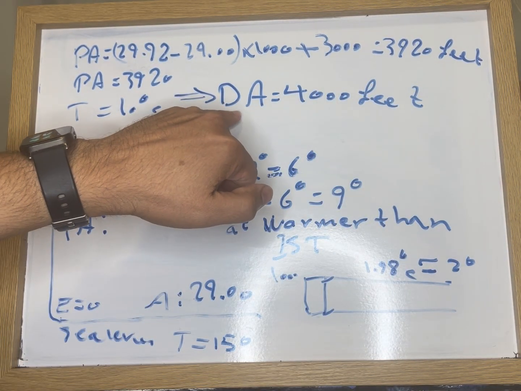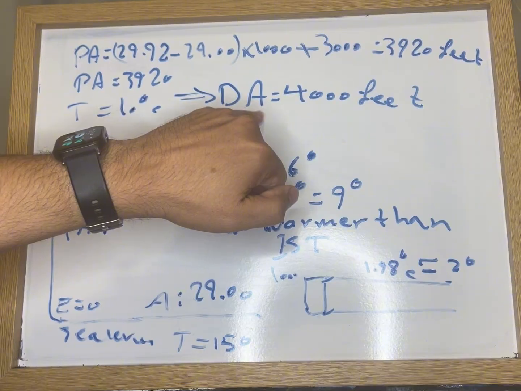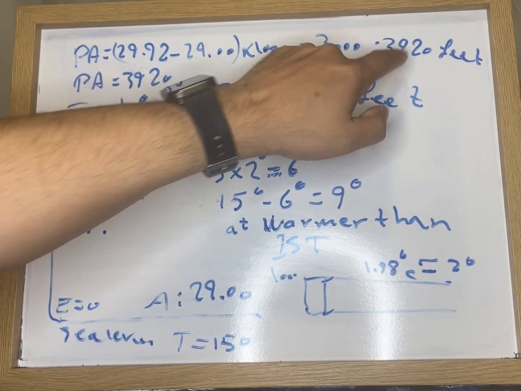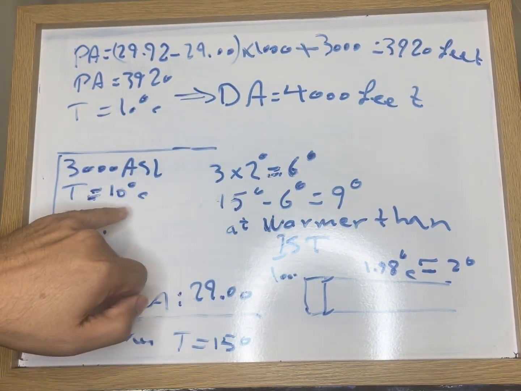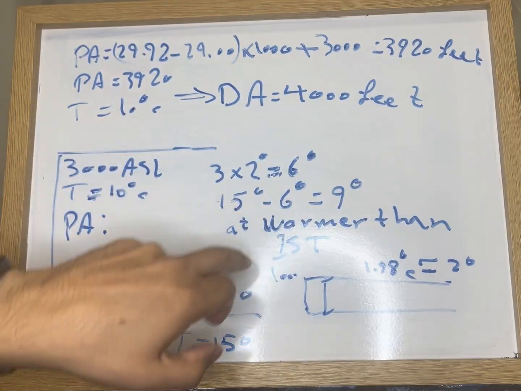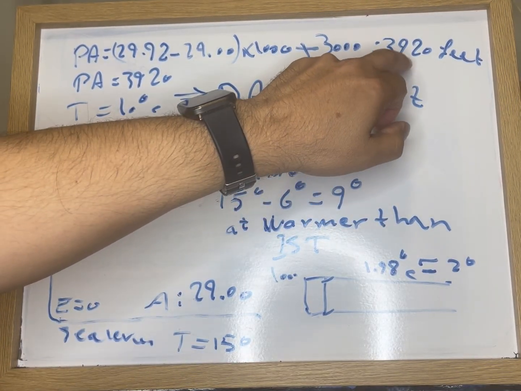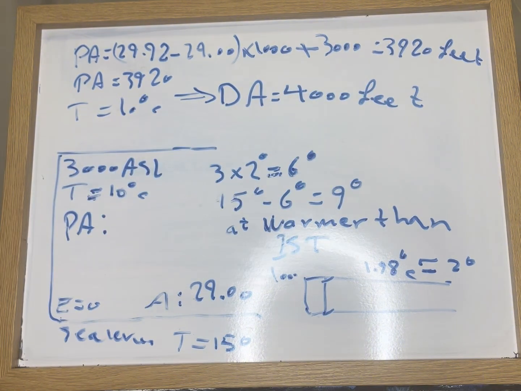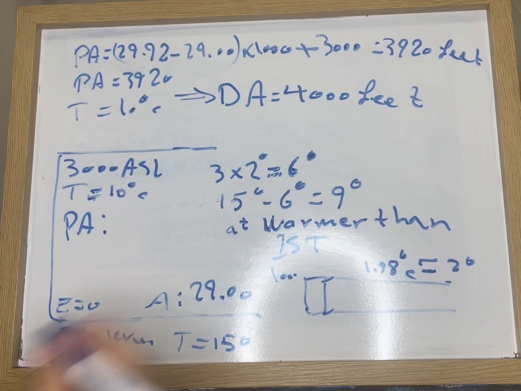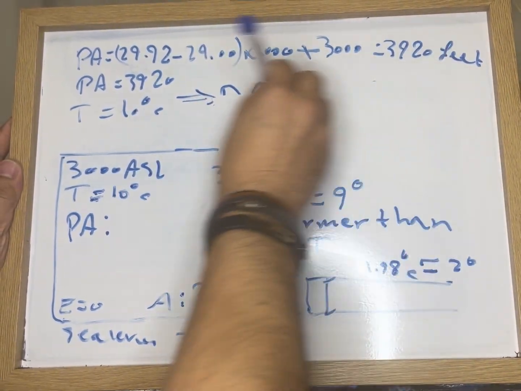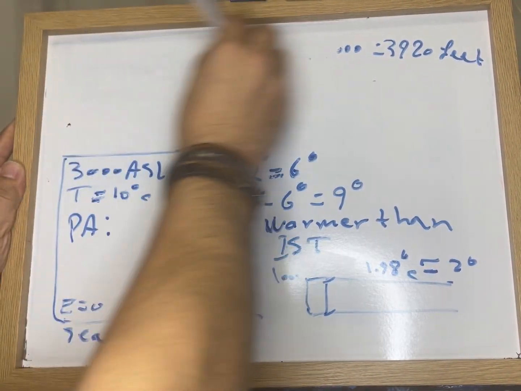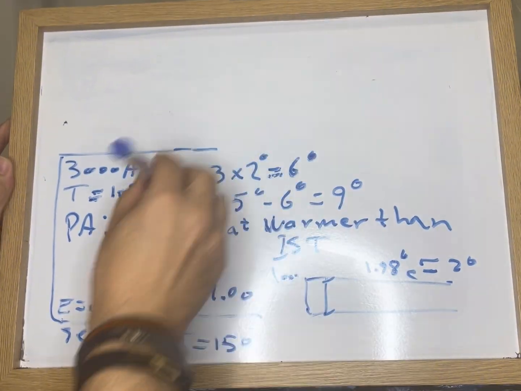So we can see that 4000 feet density altitude is higher in comparison to pressure altitude. So when we are warmer than standard temperature, density altitude is usually higher than pressure altitude. So let's talk about why density altitude changes at different altitudes and different temperatures.